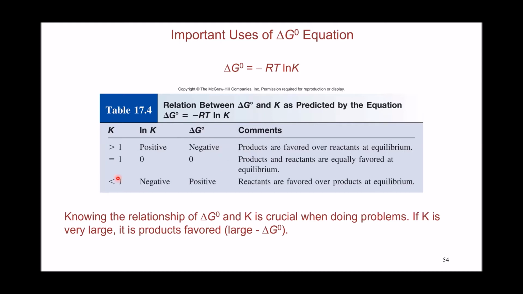If you have an equilibrium constant smaller than 1, that is going to make the natural log a negative number, which will make delta G naught a positive number, or mean that the reaction is actually spontaneous in the backward direction, or it favors the reactants more than the products.